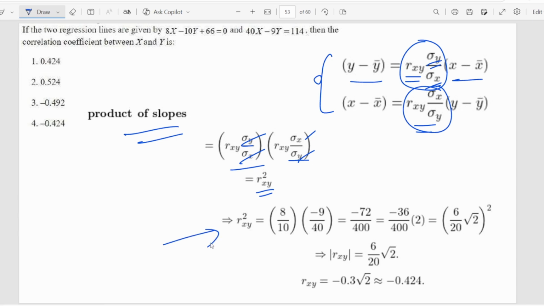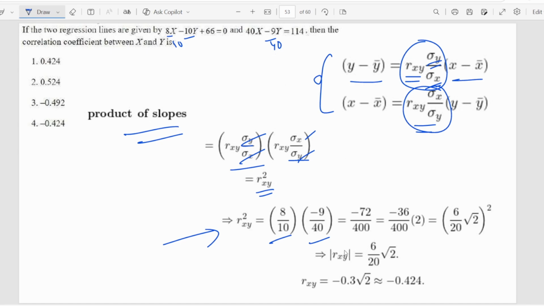Now we plug in the values that are available in the question, because the product of the slopes is essentially 8 by 10 times minus 9 by 40. We here scale this by 10, taking y on the other side, and here we take x on the other side and scale this by 40.